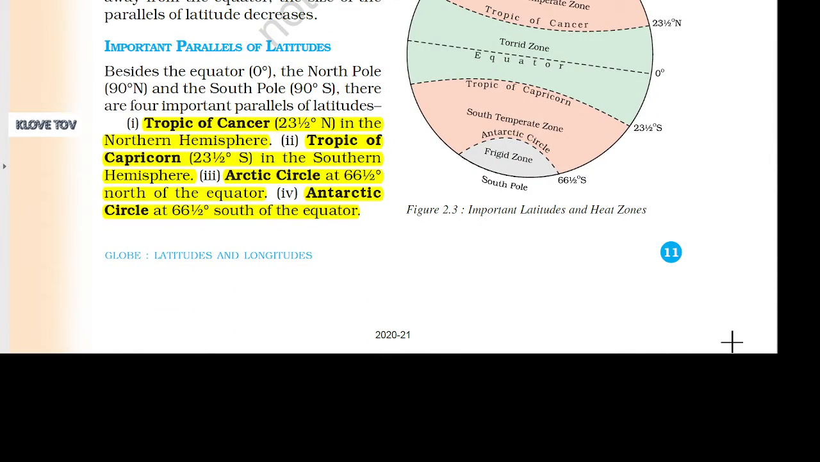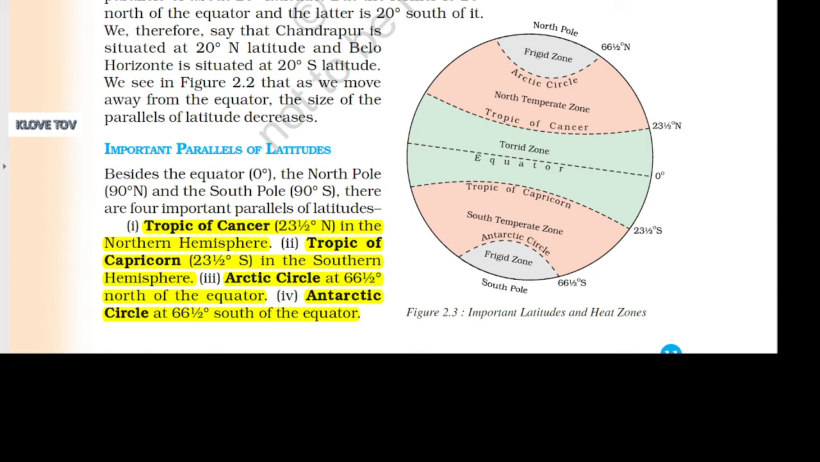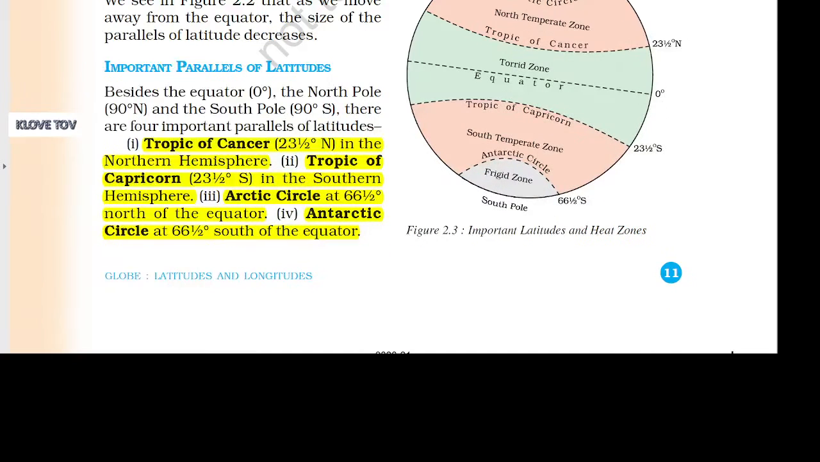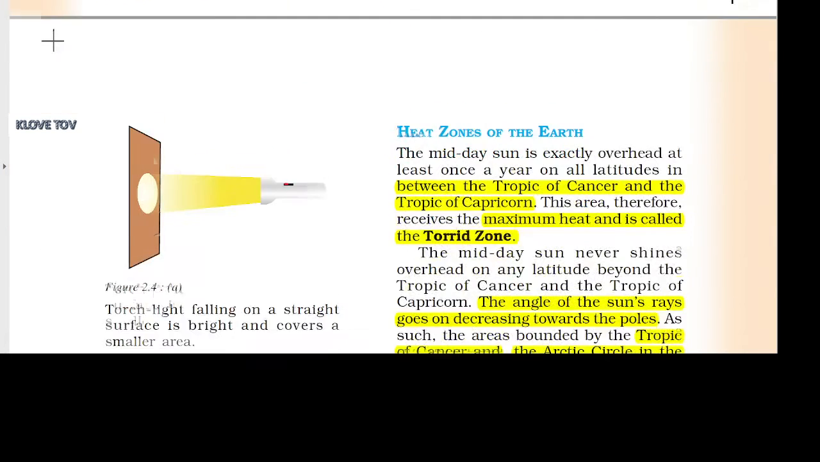Important parallels of latitudes. Besides the equator, the North Pole 90 degrees N and the South Pole 90 degrees S, there are four important parallels of latitudes. First is Tropic of Cancer, which is 23 and a half degrees north in the northern hemisphere. Second is Tropic of Capricorn, 23 and a half degrees south in the southern hemisphere. Third is Arctic Circle at 66 and a half degrees north of the equator. Fourth is Antarctic Circle at 66 and a half degrees south of the equator.